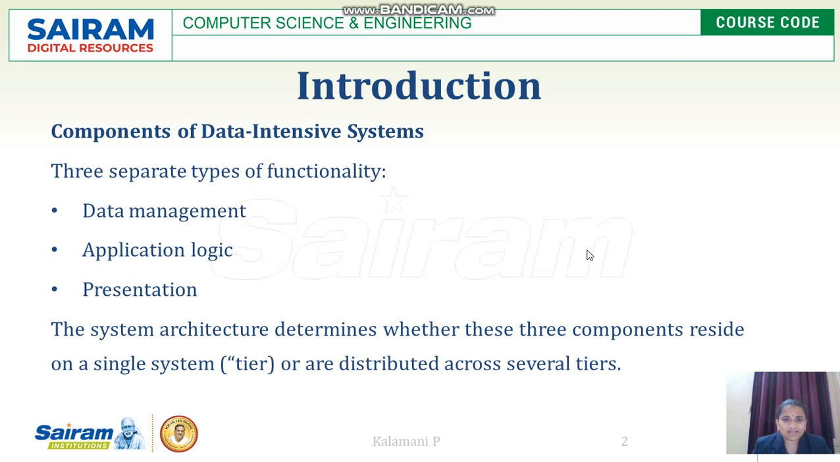The components of data intensive systems have three separate types of functionality. What are the main three? Data management is required when we are doing an operation; data management is the main operation. Then application logic, what logic should be used, and presentation, how it will be presented. So data management, application logic and presentation are the main functionality of any data intensive system. The system architecture determines whether these three components reside in a single system, that is single tier, or are distributed across several tiers.